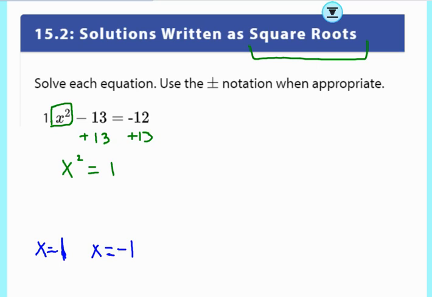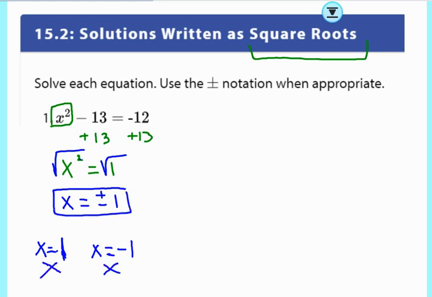So we were thinking about it rationally, but what I'm going to say now is, what if we took the square root of both sides? So the square and the square root undo each other, and we get the square root of 1 is plus or minus 1. So we're going to use this notation instead of doing it as two separate. We're going to write it together. All right, let's try this.